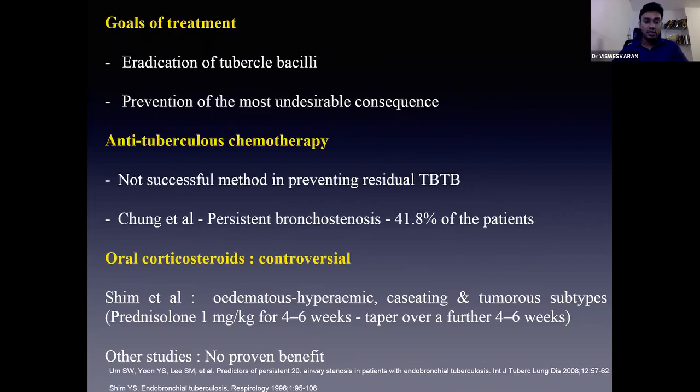This is because in a study by Shim et al., it was found that when prednisolone 1 milligram per kilogram is given for 4 to 6 weeks and further tapered over another 4 to 6 weeks in patients with edematous or hyperemic endobronchial TB or caseating and tumorous types of endobronchial TB, there was definitely a benefit in the outcome. However, other studies have found no benefit. So oral steroids are not the final solution for treating a patient with endobronchial tuberculosis.